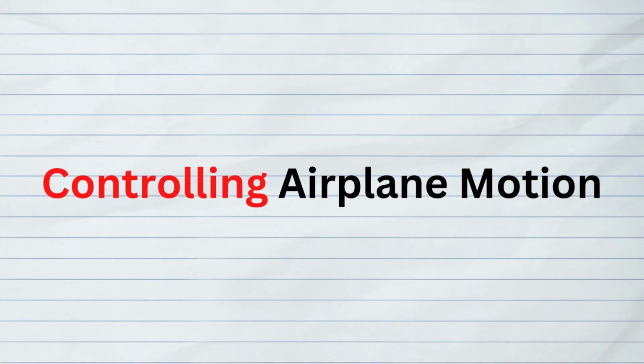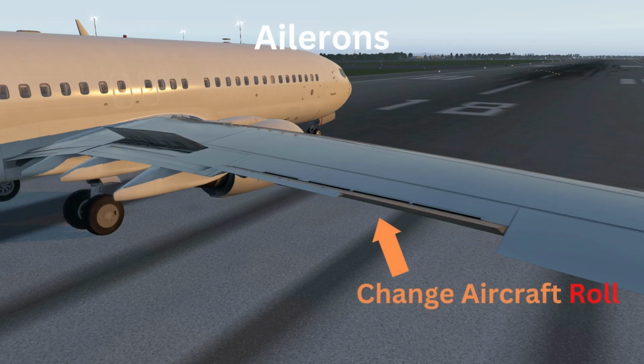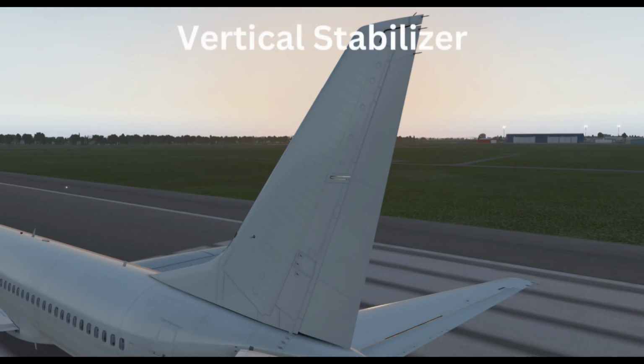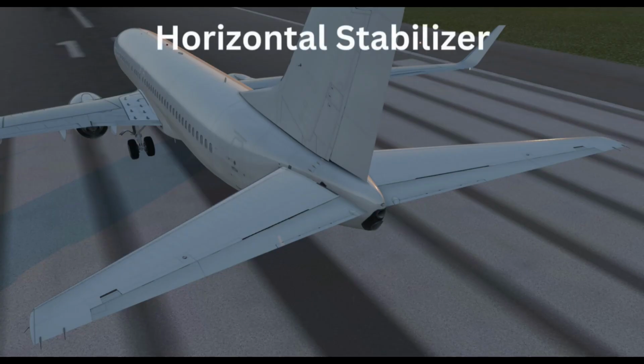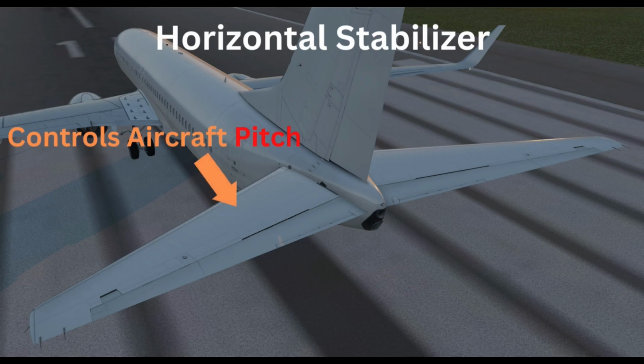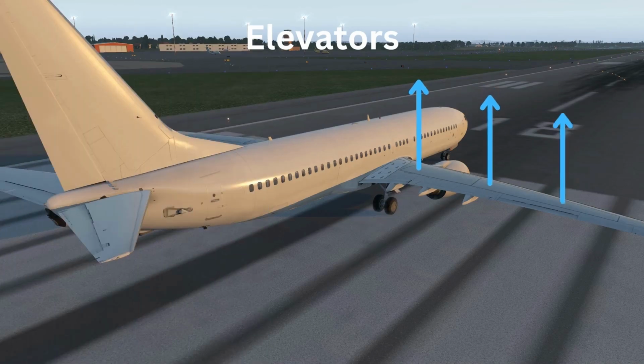To control the airplane's motion, various devices can be used for differing purposes and functions, including the ailerons, which change the roll of the aircraft, the vertical stabilizer, which controls the yaw of the aircraft, the rudder, that changes the yaw of the aircraft, the horizontal stabilizers, which control the pitch of the aircraft, and the elevators, which change the pitch of the aircraft and produce lift, usually negative, in order to counteract the massive positive lift produced by the wings.